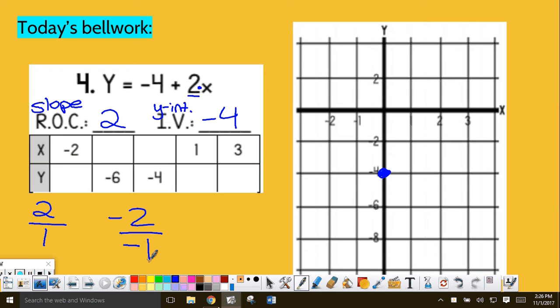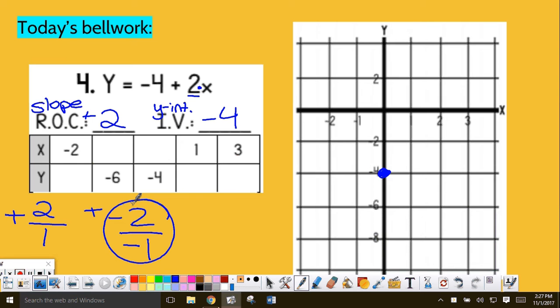What do y'all think about that? Is it true? Okay, what kind of value did I give you to begin with? A positive value. What kind of value is 2 over 1? Also positive. And what kind of value is negative 2 divided by negative 1? Also positive. So do these all equal positive 2? Yes, they do. All right, so let's try this one as our slope.